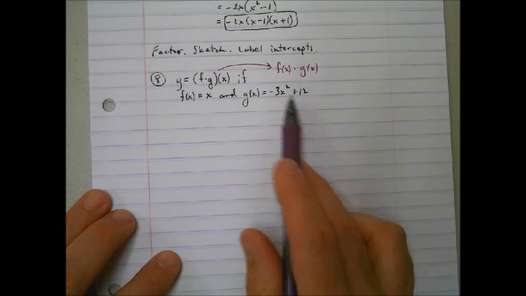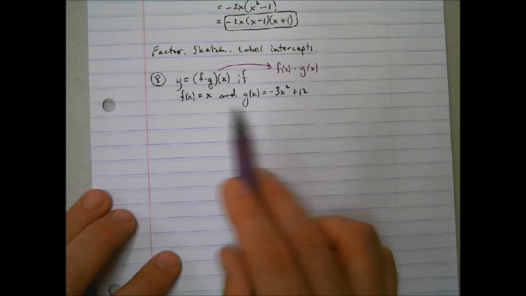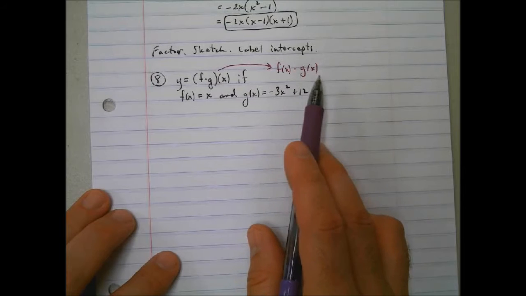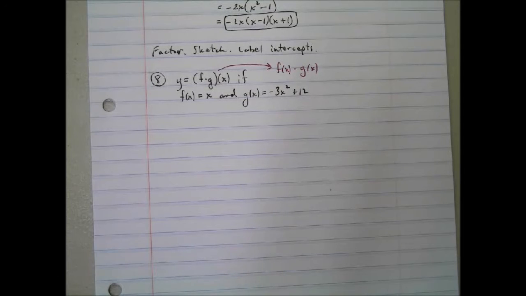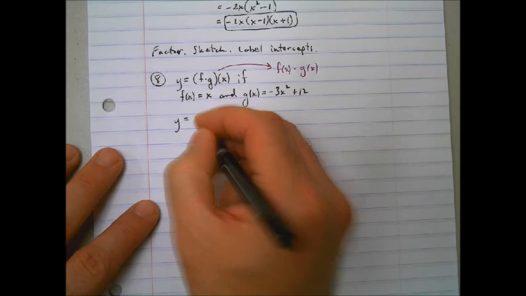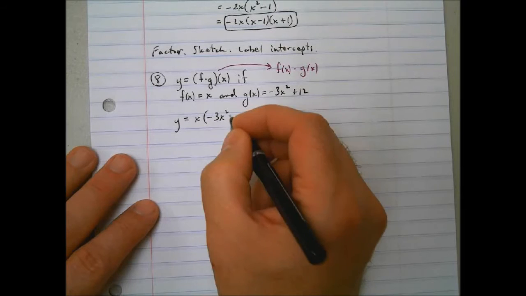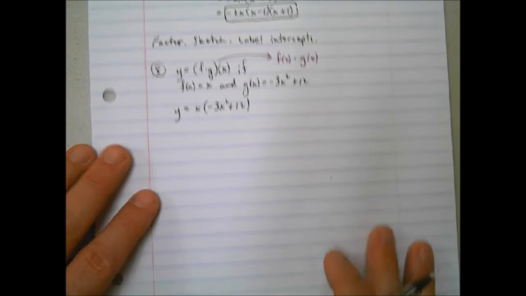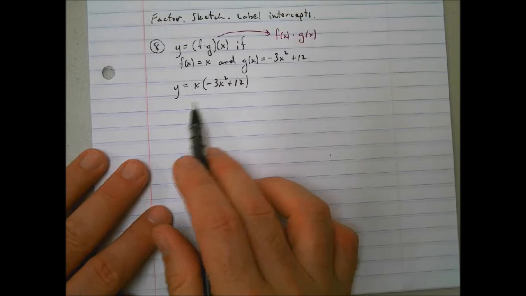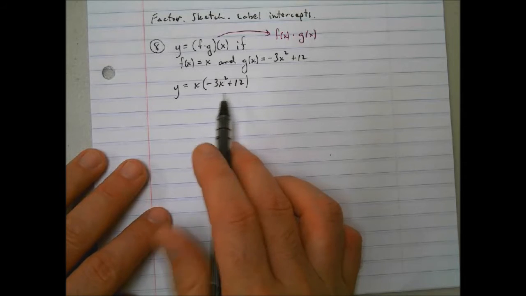And that's what we're actually graphing. So since we know what f of x is and we know what g of x is, that's what we're dealing with. So we have y equals x times negative 3x squared plus 12. Now, yes, you could distribute the x, but aren't we going to want it in factored form anyway? So it's already partially factored.